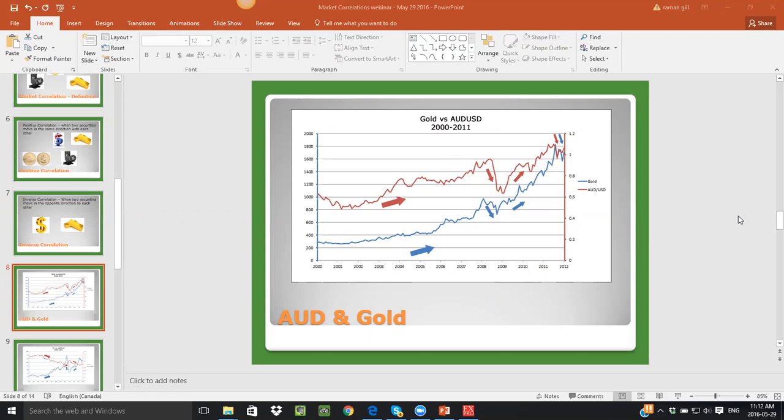So if you just wanted to take away one thing from that, it would be that Australia is the third largest producer of gold. And as a result, when they produce more gold and sell more gold, the currency goes up as well. And same with oil and Canadian dollar.